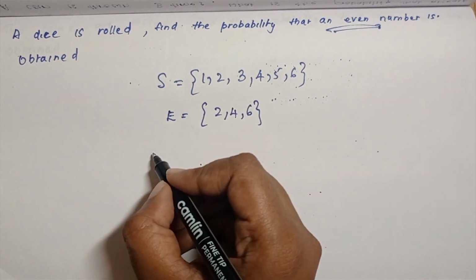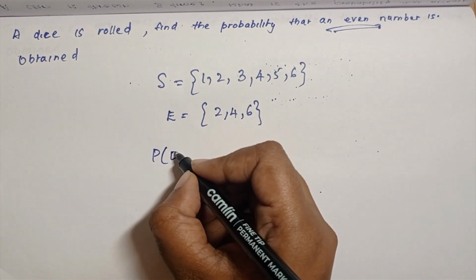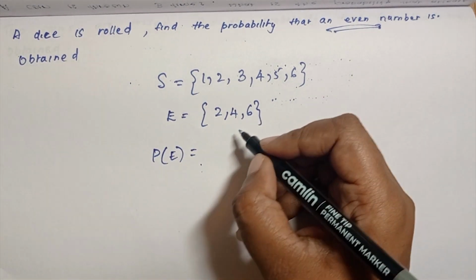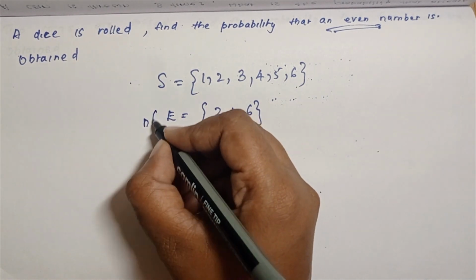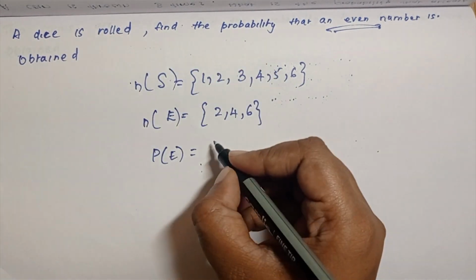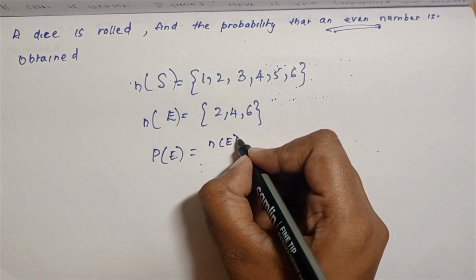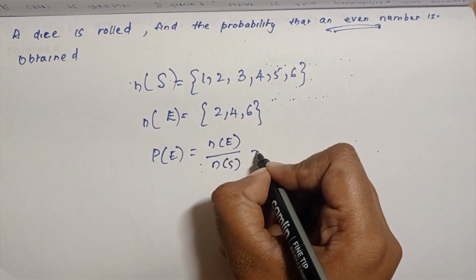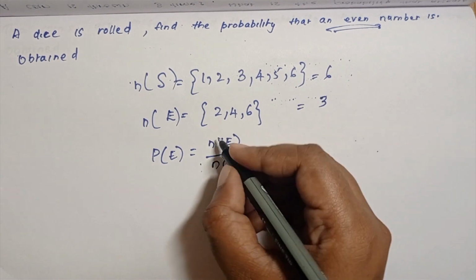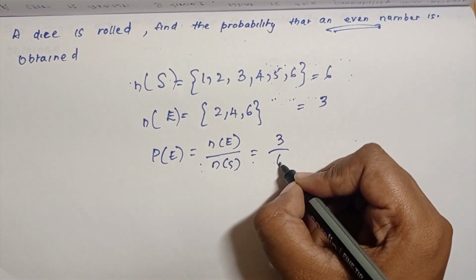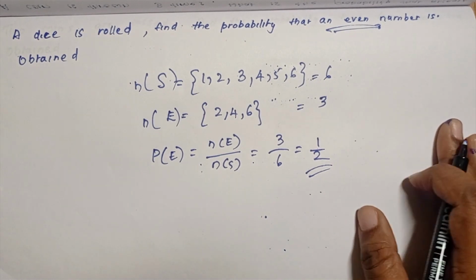So we can say that the probability of getting an even number, from the formula, I'll just write, this is the total theorem: the number of times an event is occurring divided by the total number of sample space. So here this is 6 and this is 3. 3 times even numbers are occurring. So 3 by 6 equals 1 by 2. I hope it is clear. Probability is very simple.